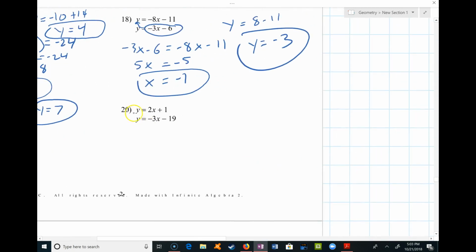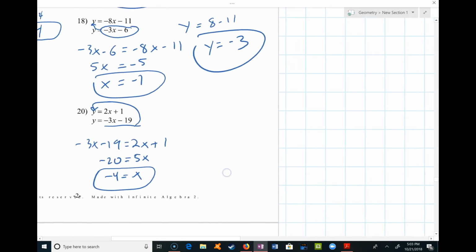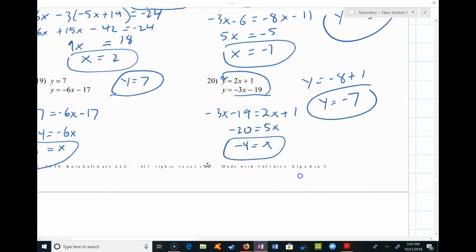And finally, last but not least, we've got the y's both by themselves, so we'll just substitute one for the other. So we have negative 3x minus 19 is equal to 2x plus 1. Add 3x to both sides and negative 1 to both sides. That'd be negative 20 is equal to 5x. Divide both sides by 5. I get negative 4 is equal to x. And then find out what y is. Y is equal to negative 8 plus 1 because I plug in negative 4 for x. Therefore, y is equal to negative 7. And that is the entire worksheet.